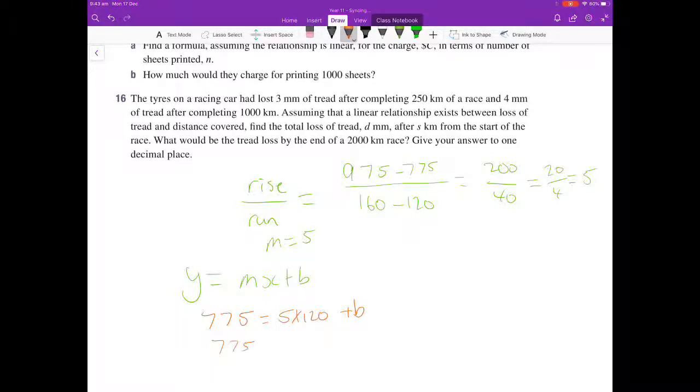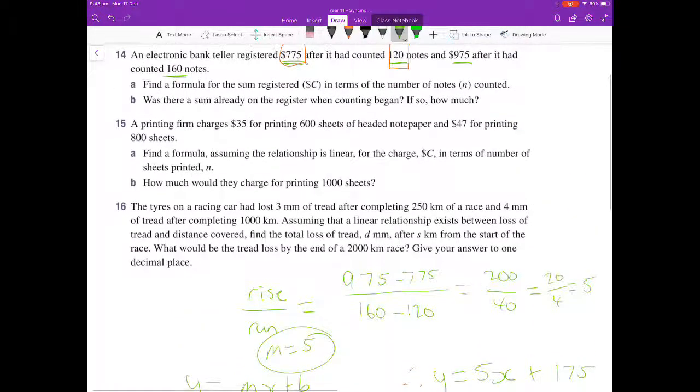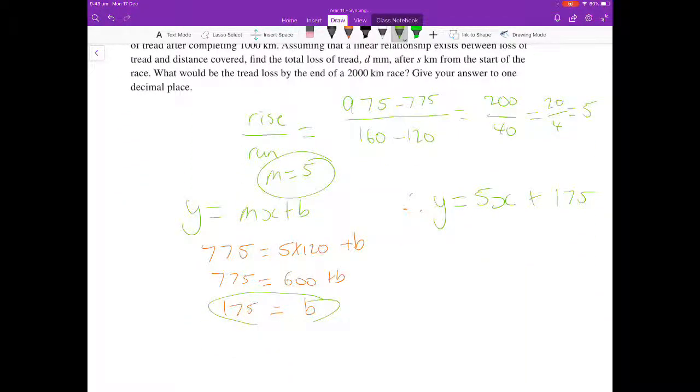5 times 120 is of course 600, so we've got 775. I'm going to minus that 600 and we'll end up with 175 is b. Which means we throw everything back in, we go y equals 5x plus 175. Of course, you really should have written them with C and N, and I apologize for putting it Y's and X's. It's just that I am insane, possibly.